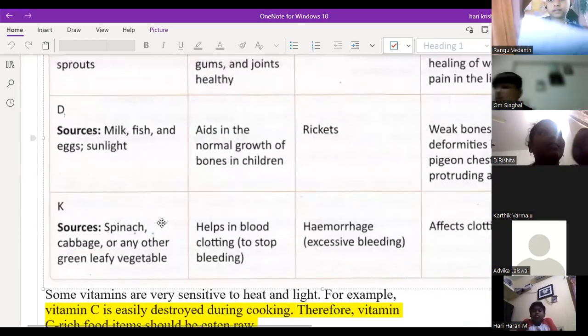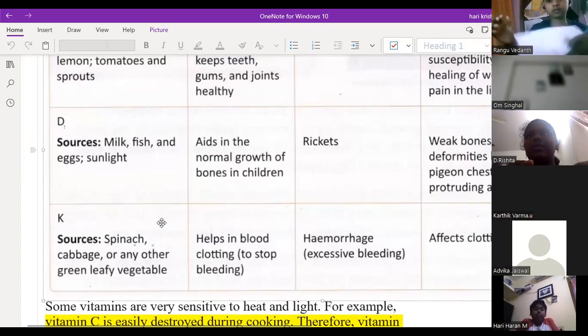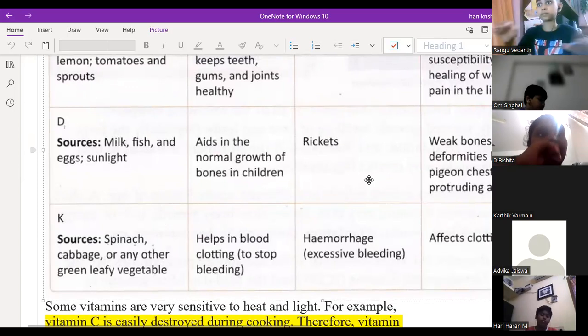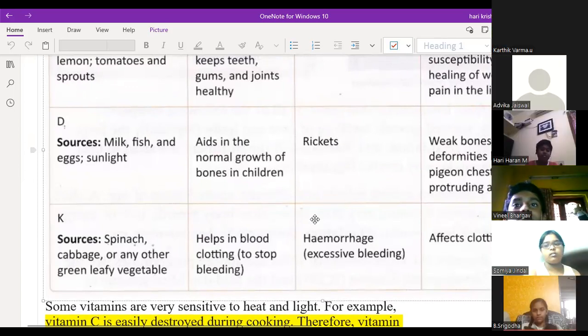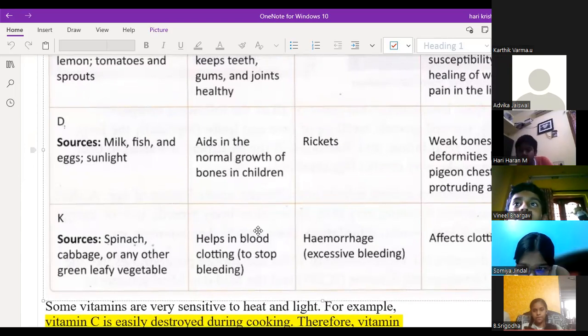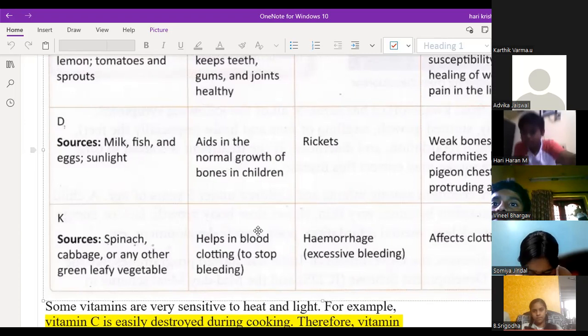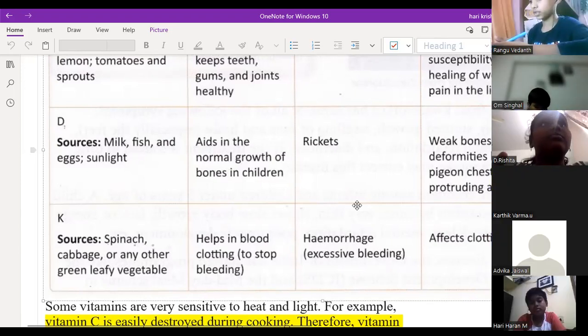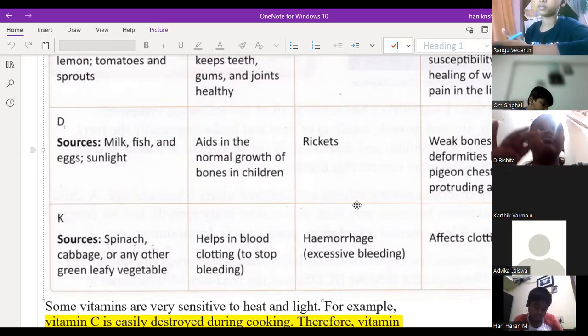Yes, sir. The last one is vitamin K. In every curry we take spinach, right? Yes, sir, mostly everything. Spinach is also used for salads. Some people will eat raw spinach directly in salads or some other form. Raw spinach is better than cooked spinach because it has extra vitamin K. So spinach, cabbage, and any other green leafy vegetables will provide vitamin K.